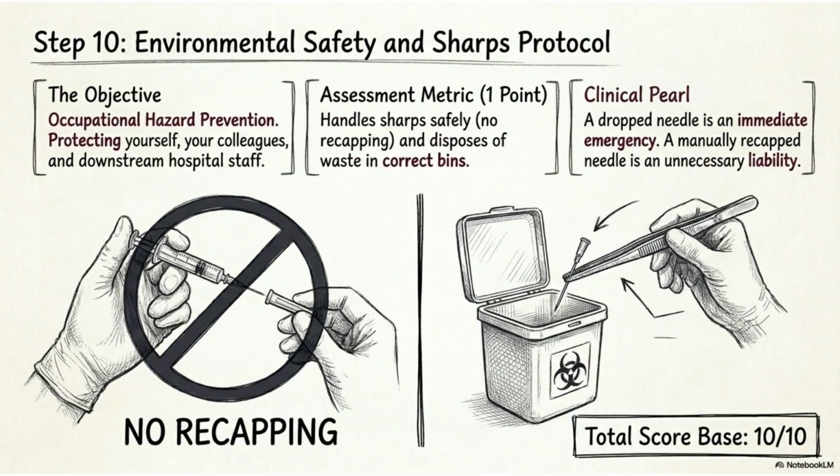Step 10 is Environmental Safety and Sharps Protocol for Occupational Hazard Prevention. Handle sharps safely by not recapping and disposing of waste in correct bins. A manually recapped needle is an unnecessary liability. Successfully following all 10 steps earns you a total score of 10 out of 10.